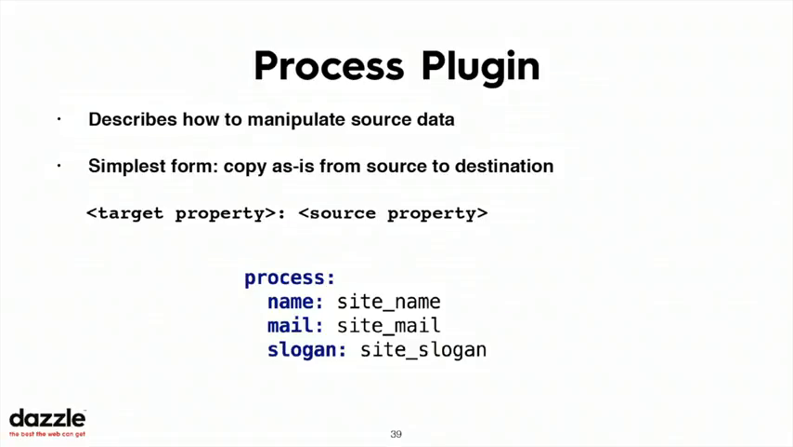The process plugins will describe how the source data will be manipulated. In this case, this is a really basic example. In the simplest form, it will just copy the source data to your destination. In this case, if you have the site name variable or data, it will move it to the name variable in Drupal 8. But there are some more advanced process plugins available in Drupal 8 core, or you can write your own if you want to.